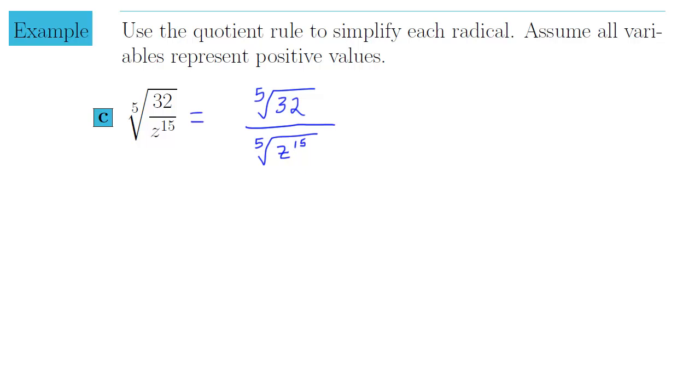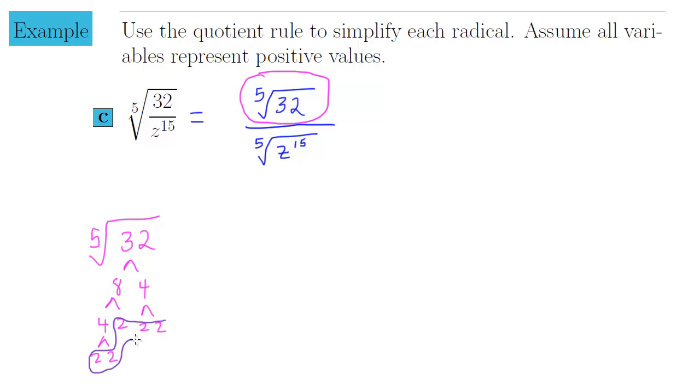Okay, for the 5th root of 32, I have to break 32 up into prime factors and see if I have any groups of 5. So let me do that down here. So indeed, when you break 32 into its prime factors, you see that you have 1, 2, 3, 4, 5 2's. Okay, so the 5th root of 32 is just equal to 2. That group of 5 identical factors comes out as a single. So up here in the numerator of my fraction, I'm going to put a 2.